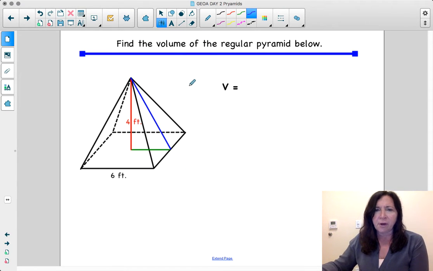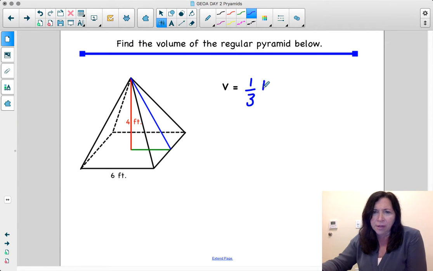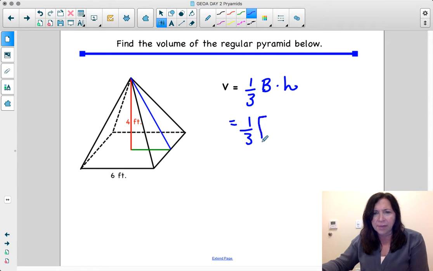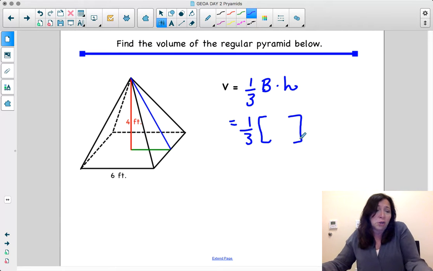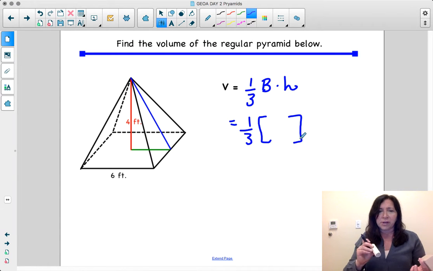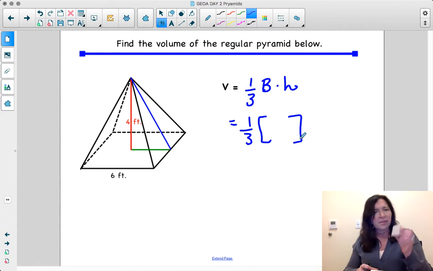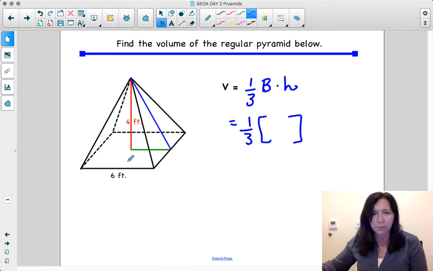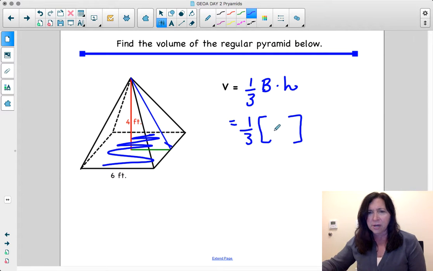So let's find the volume of this pyramid. The volume of the pyramid, again, is going to be 1/3 area of the base times the height. Now the base, you have to look underneath and ask, what is the base? Because remember, each one of the bases is different. You've got to go, oh, that's an octagonal base, that's a square base, that's a triangular base. So you have to look at the bases and see what they are. This being a regular pyramid, that's 6. So the area of one base, which is this base right here, is going to be 36. Now the height is 4.